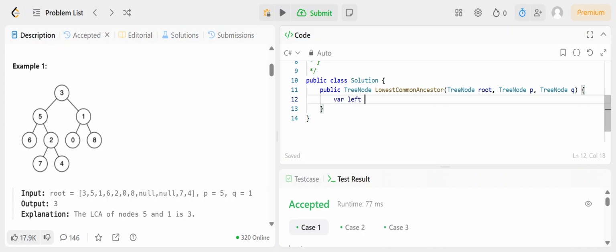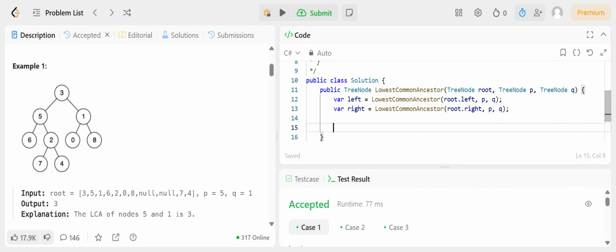So what I'm going to do is check my P and Q both in the left part of the tree. I'm passing these two parameters, and the same with the right also. I'm checking P and Q in the right part of the tree. So once I have the result, I am going to have some result.